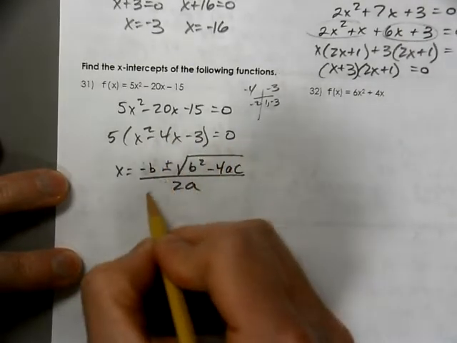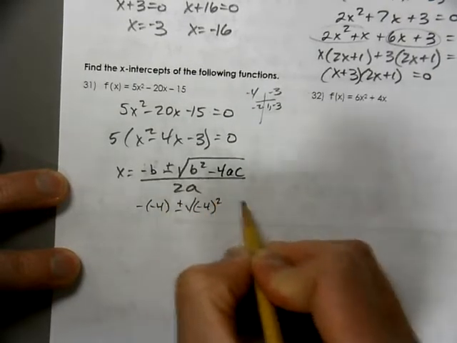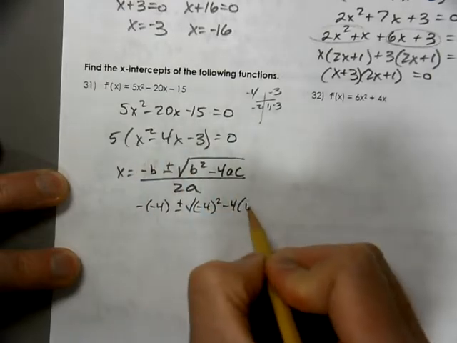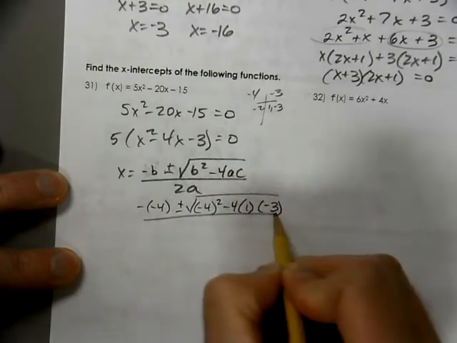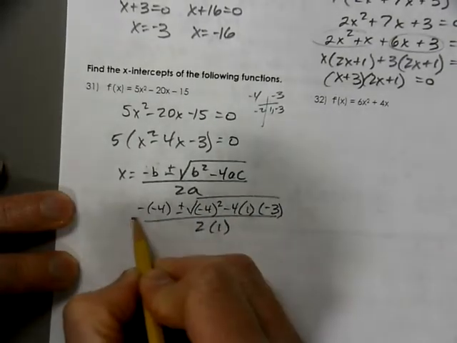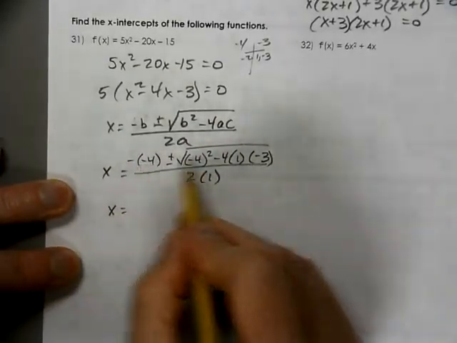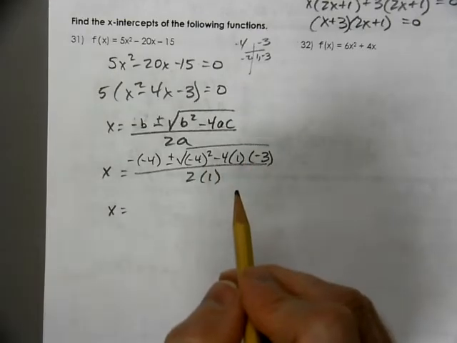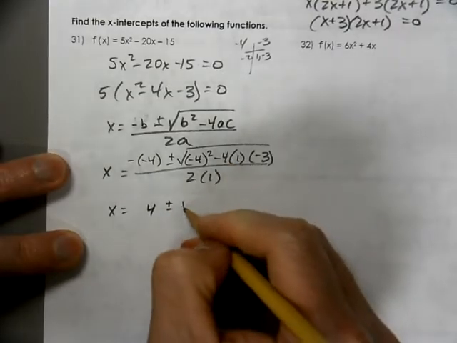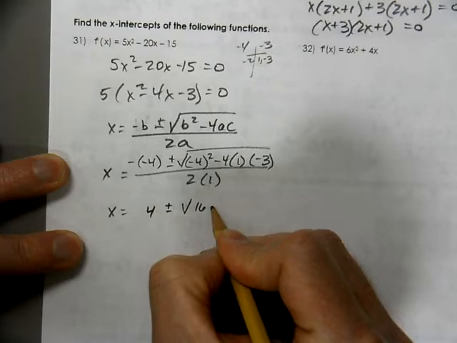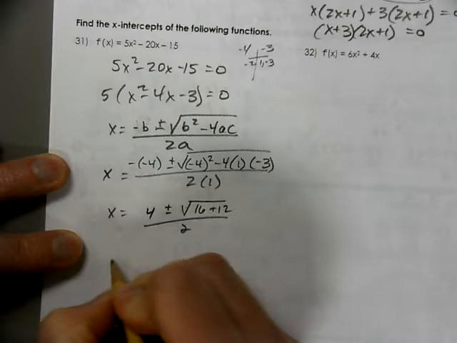Our b value is going to be negative 4. So we square that. The a value is 1. The c value is negative 3. That's what x equals. So first we want to put all the numbers inside the quadratic formula. 16 plus 12 over 2.